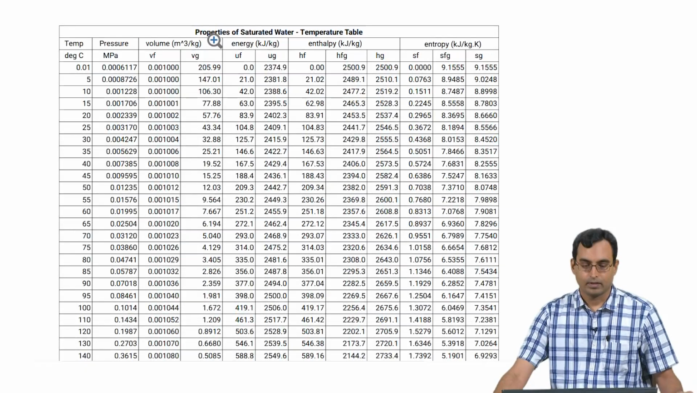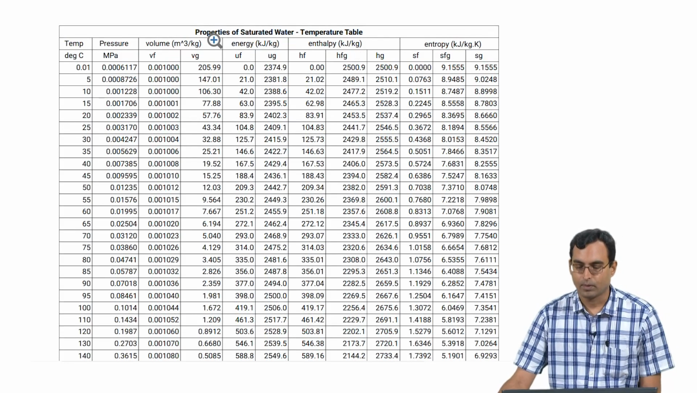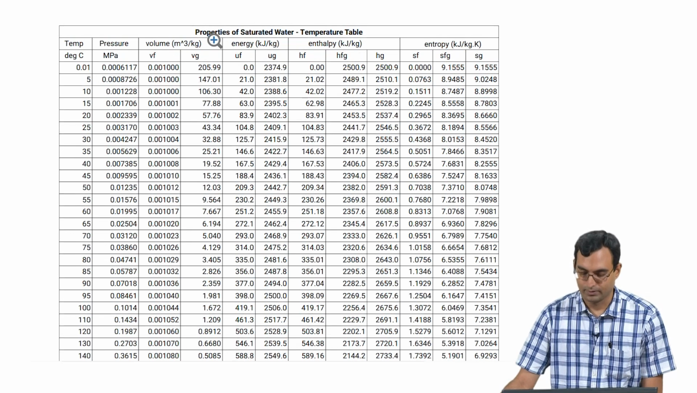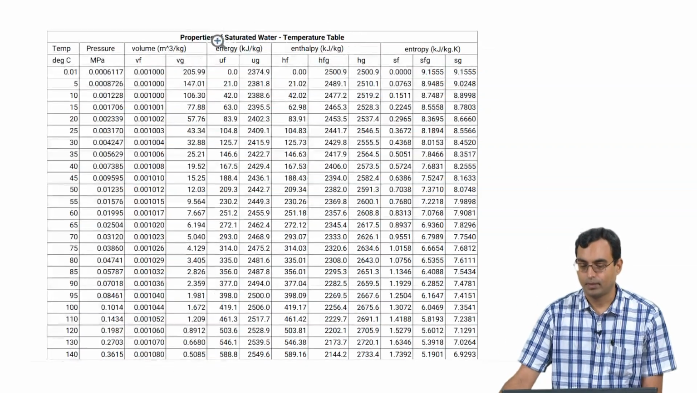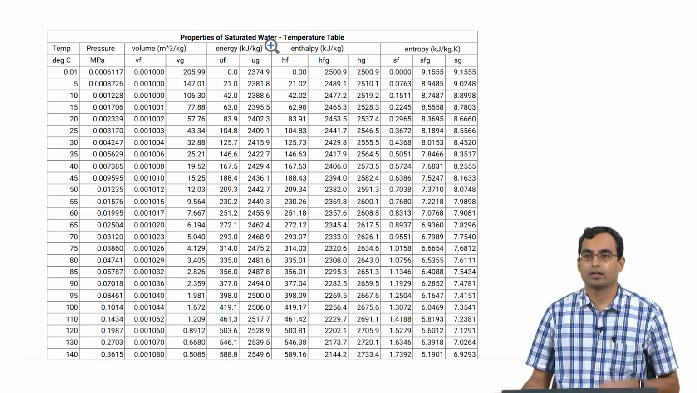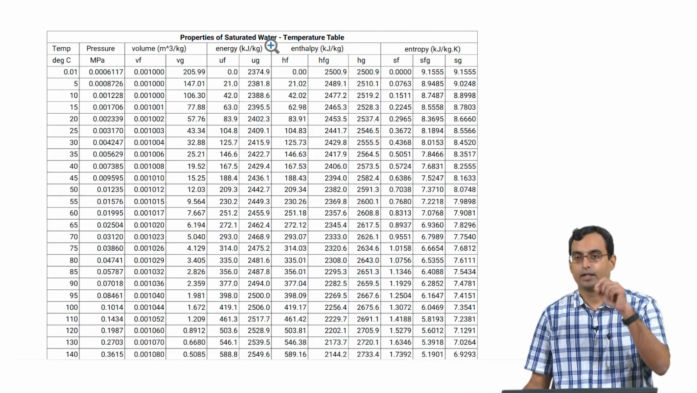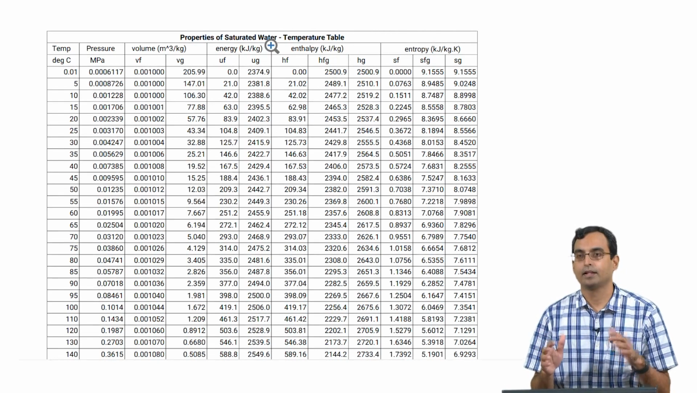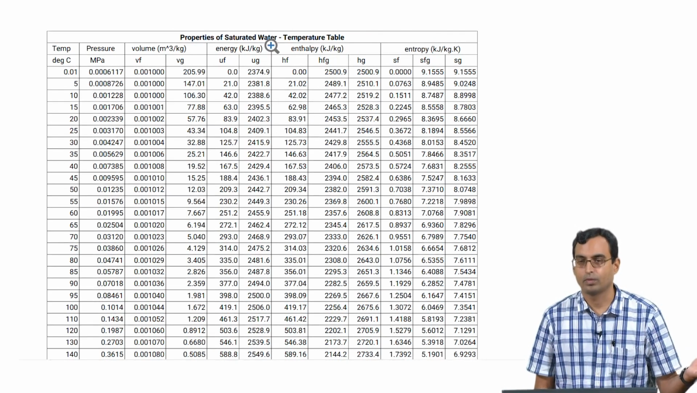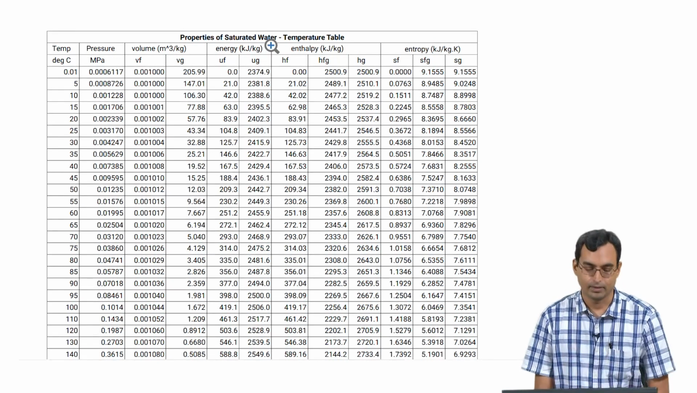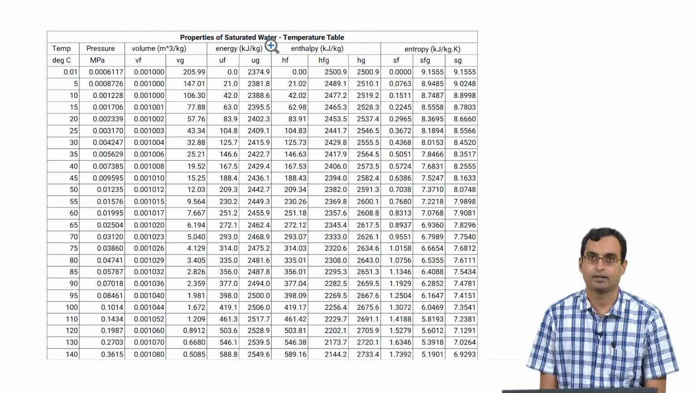So, the top portion over here says properties of saturated water, and it says temperature table. The important thing to note is this is properties of saturated water. Saturated water means that it is either on the liquid line, or in between the liquid and the vapor line, or on the vapor line. So, we are only looking at that region. We are not looking at compressed or subcooled liquid, and we are not looking at superheated vapor in this table.